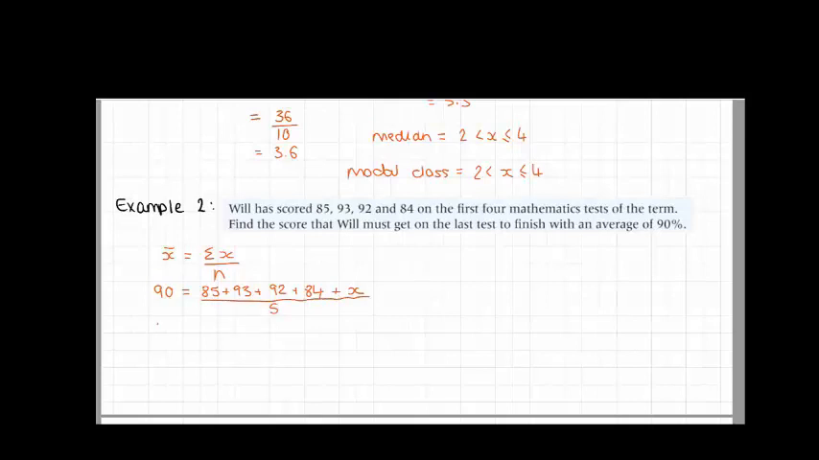Then from here we just need to solve for x. Add all those numbers together, you get 354. Multiply the 5 to the other side, and then find x. So then x would equal 96. So Will needs to get a score of 96 on his fifth test, so he has an average of 90%.